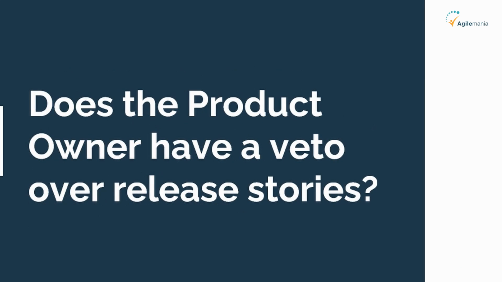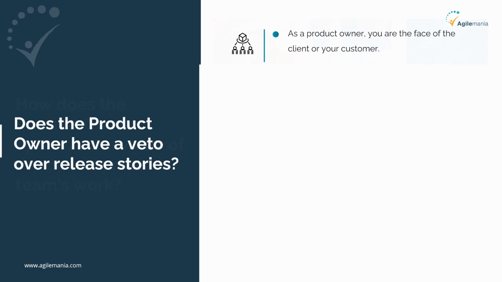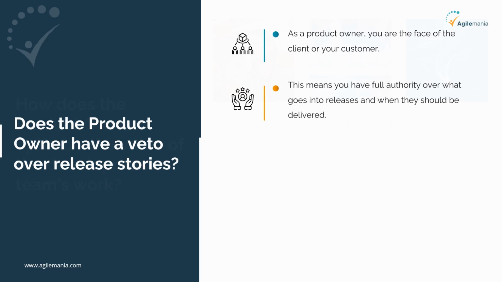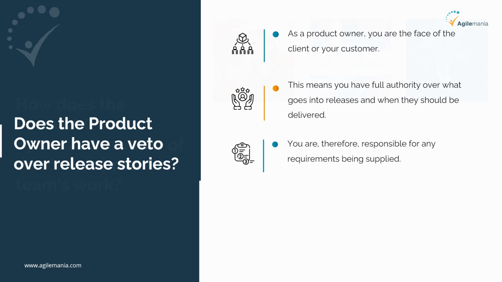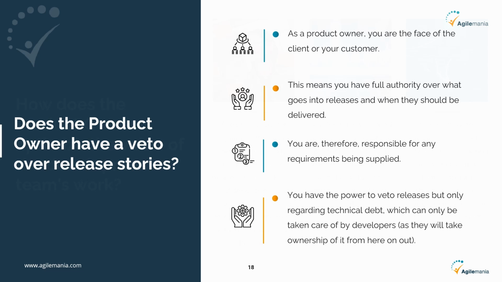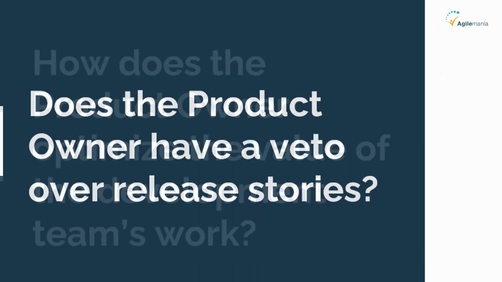Does the product owner have a veto over release stories? As a product owner, you are the face of the client or your customer. This means you have full authority over what goes into releases and when they should be delivered. You are, therefore, responsible for any requirements being supplied. You have the power to veto releases, but only regarding technical debt, which can only be taken care of by developers, as they will take ownership of it from here on out.